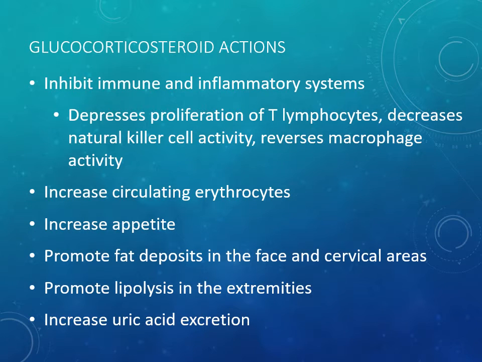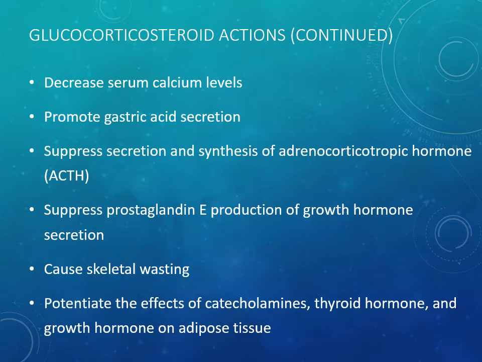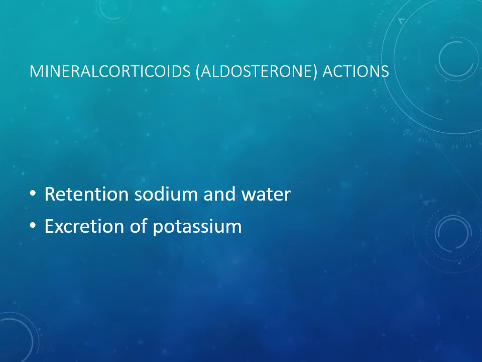And here they are. So we have numerous things that glucocorticoids can do. They can inhibit immune and inflammatory systems, increase erythrocytes, increase appetite, fatty deposition, especially in the face and the cervical areas. They can promote lipolysis in the extremities and increase uric acid excretion. They decrease serum calcium levels, so that has an effect on bones as well as causing skeletal wasting. They promote gastric acid secretion. Numerous things that glucocorticoid actions have on the body.